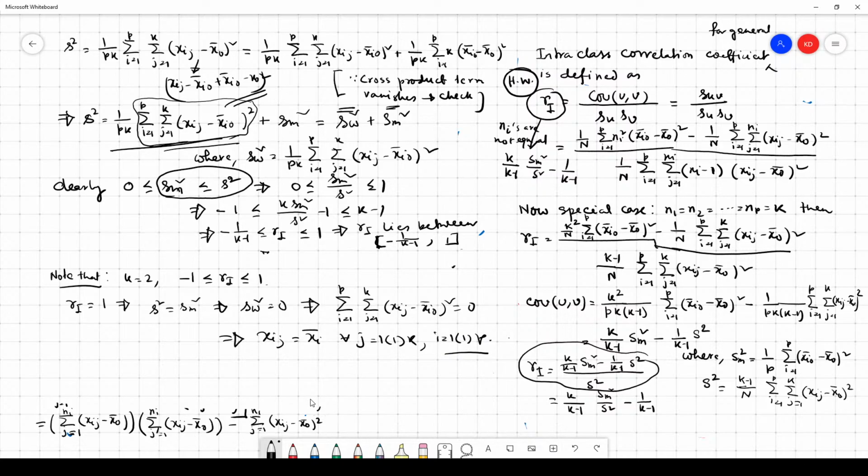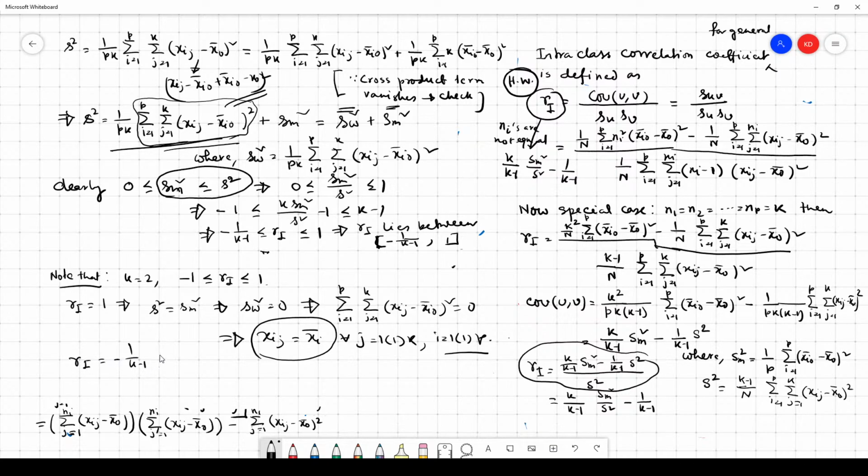And what is the interpretation of this? This means the heights of brothers of the ith family. If you consider the variate is height, then the heights of the brothers of the ith family are all same and these are equal to xi bar. This is the interpretation.